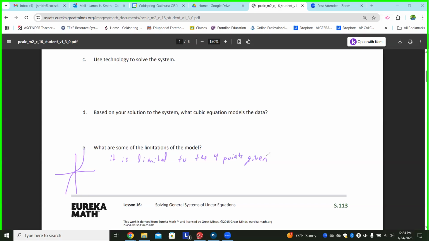Yeah, it has a little bit of a hump there, but it only predicts for those 4 points. So depending on the data that we're trying to predict, it could skew it one way or the other. Part E, in my opinion, is a great model for what was given to us.